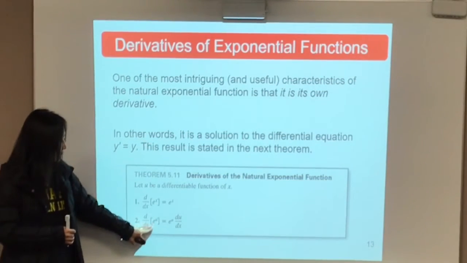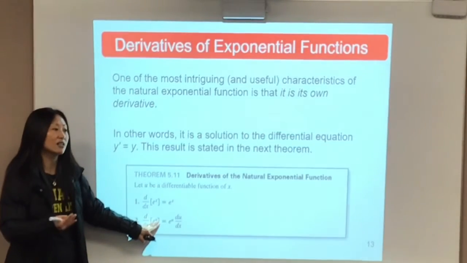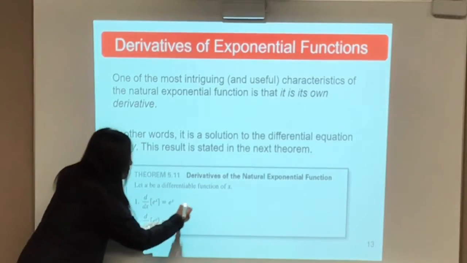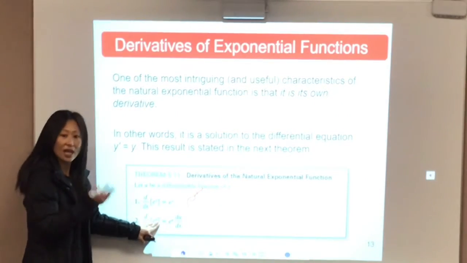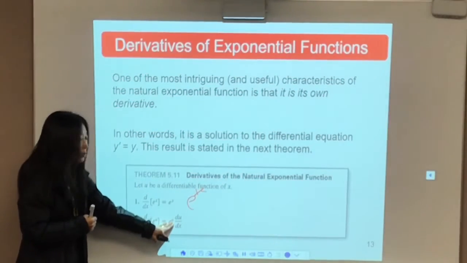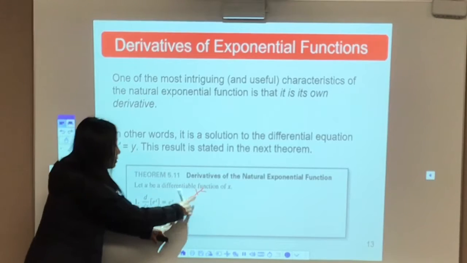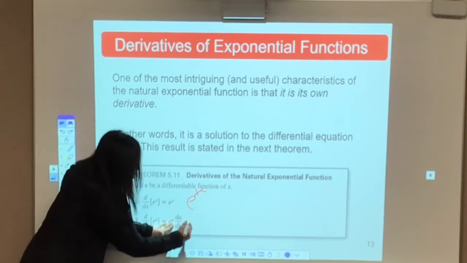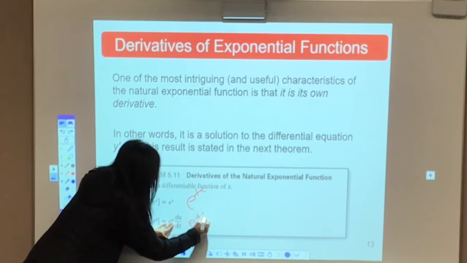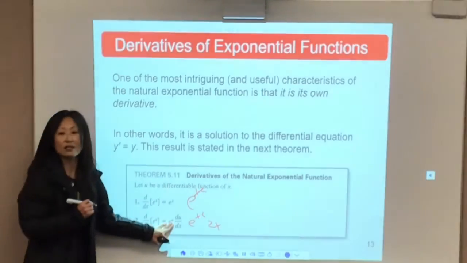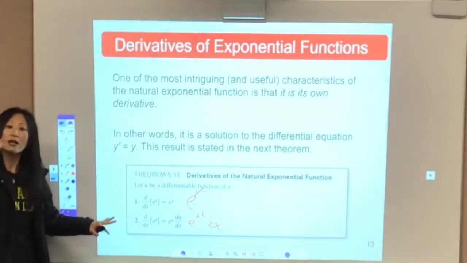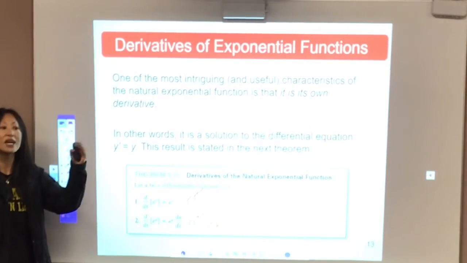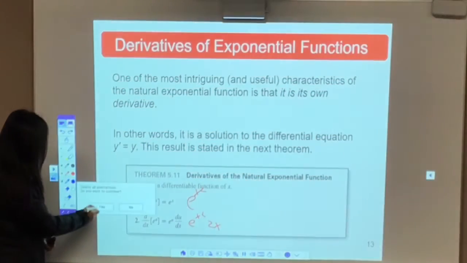If you have e to the u, it means a composite function, something other than just x, like e to the x squared. Are you with me? In that case, what do you have to do? e to the u, and then take the derivative of u, x squared. So in this case it is e to the x squared times 2x. Are you following me? They use u whenever it is a composite function. It has more than just x itself, so you have to take the derivative of that.